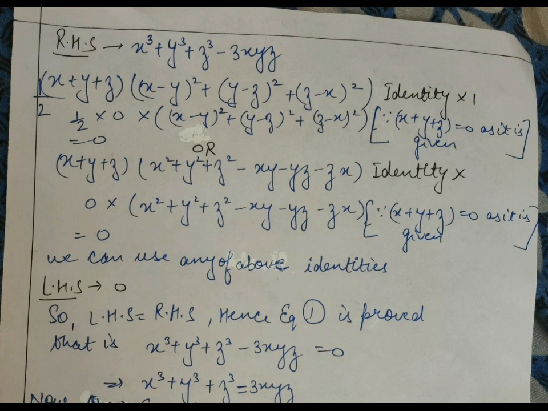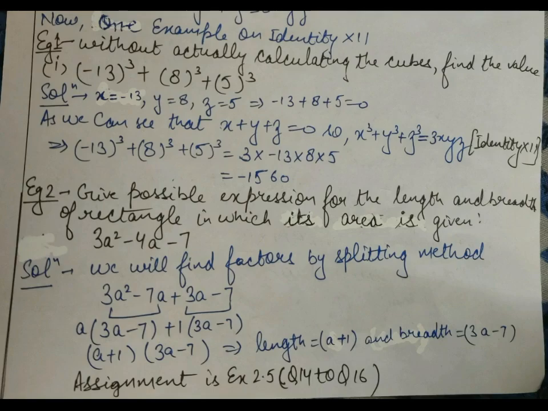Now we know that LHS of our modified proof is 0 only. So we can say that LHS equals RHS. Hence equation number 1 is proved. That is x cube plus y cube plus z cube minus 3xyz is equal to 0. So from here we can say that x cube plus y cube plus z cube is equal to 3xyz. That is, we just shift the minus 3xyz to the other side.